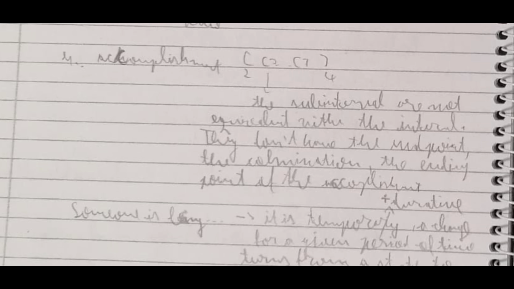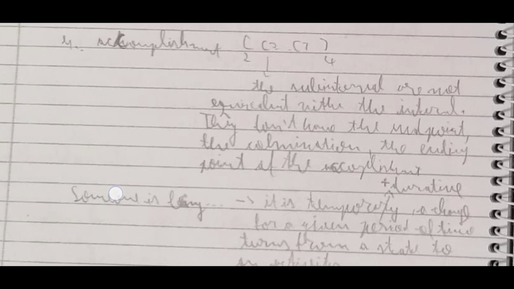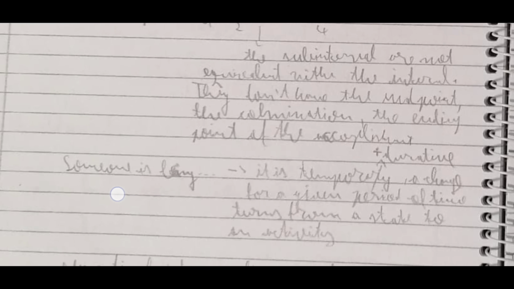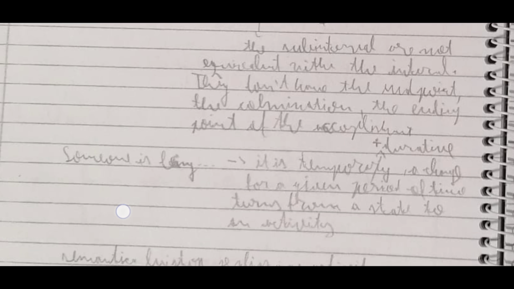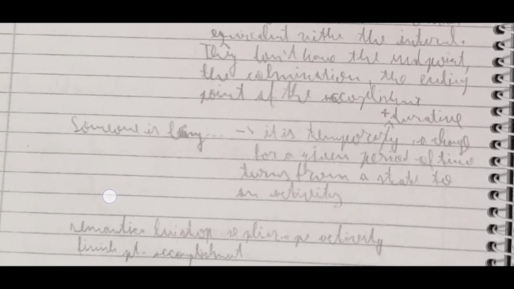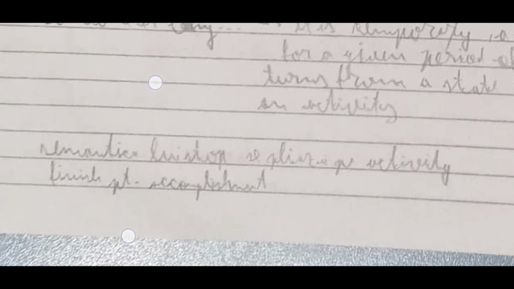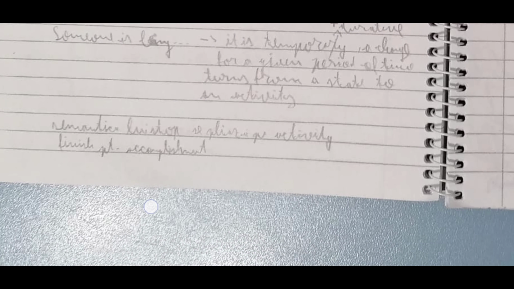They don't have the midpoint, the combination, the ending point of the accomplishment. Someone is lacking. It is temporary, a change. For a period of time, change from a state to an activity. Semantic. It applies to activity. Finish for accomplishment.